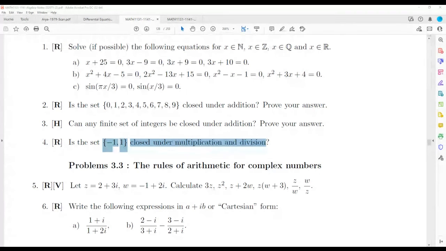Paranita, what do you think? Do you agree with Naomi and Eloisa? Show me a sign if you're out there. Let me know in the chat. Do you think that this is closed under multiplication and division? Paranita, are you there?